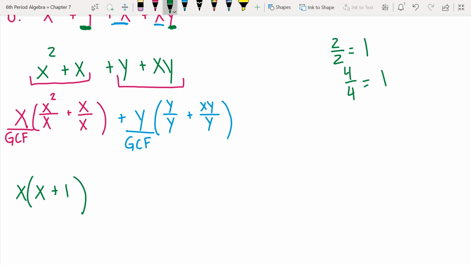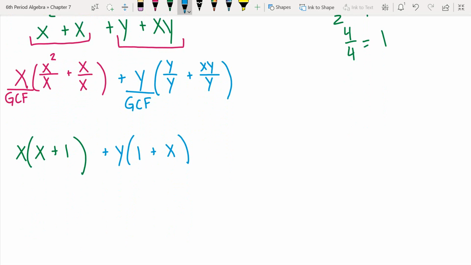Now let's simplify the expression on the right that's written in blue, when we had the GCF of a y. So I still have plus y technically here on the outside. If I simplify inside, y divided by y is 1. xy divided by y is just x, because the two y's will cancel themselves out. So now I have this expression of x plus 1, or x times x plus 1, plus y times 1 plus x. Well, what's inside the parentheses looks almost exactly the same.